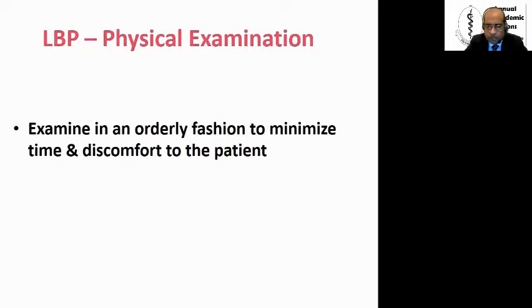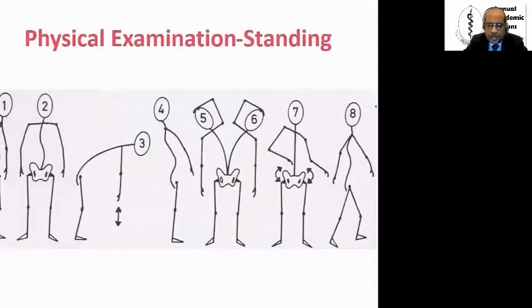all the systems. When you examine the spine and related areas, you have to do it in an orderly fashion, minimizing the time and discomfort of the patient, because remember, they are in pain most of the time. So what you can do is start with the standing examination, where posture is the most important part to examine, whether there is kyphosis or scoliosis, and then you do your anterior flexion. You can do your Schober's test at this time itself, to see whether there is any reduction of lumbar flexion. And then you do the extension to see whether there's any increase in pain.